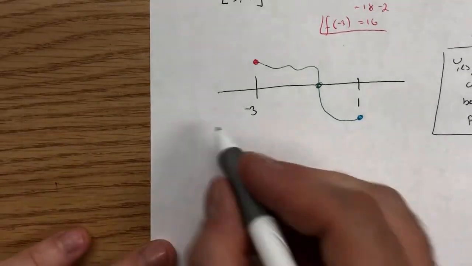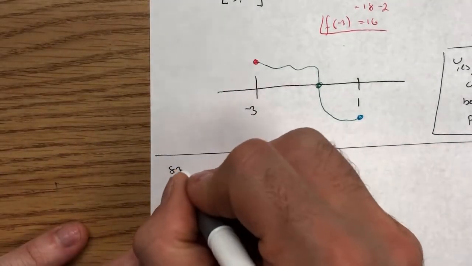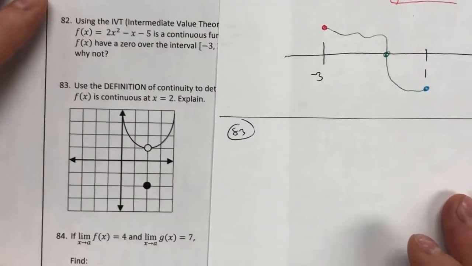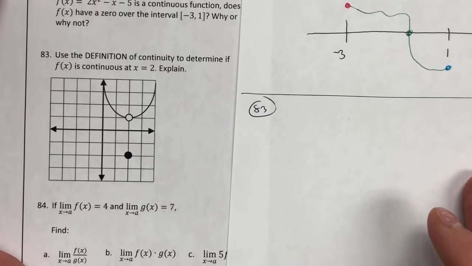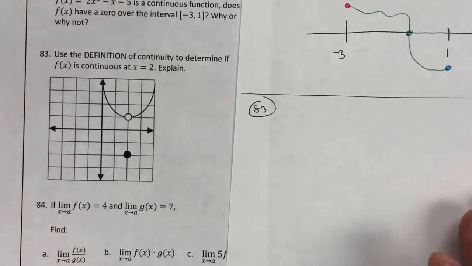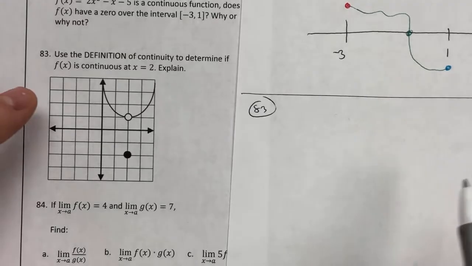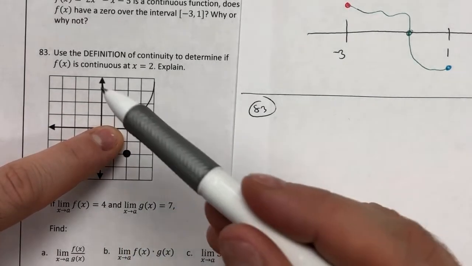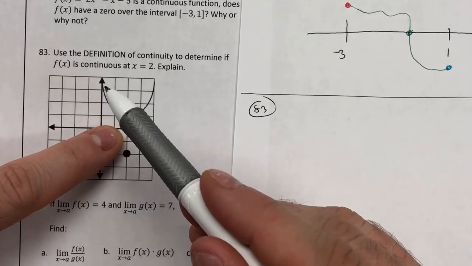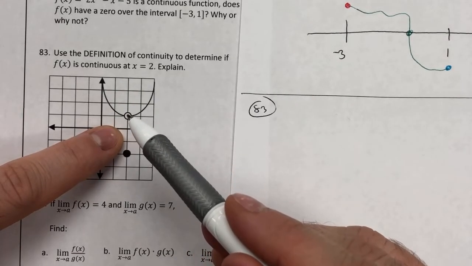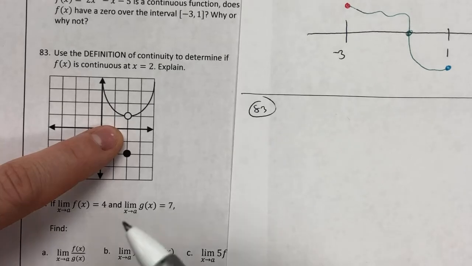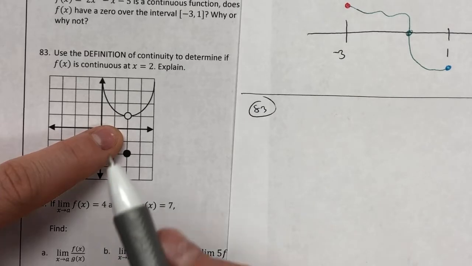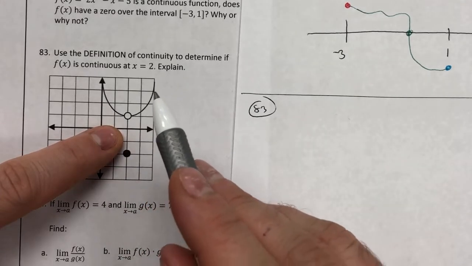Okay. So that's 82. Let's take a look at 83. We are going to use the definition of continuity to determine if f of x is continuous at x equals 2. Explain. So at x equals 2, it's right here. We can already tell visually that that is not continuous. If I were to trace this graph along here, I would have to pick up my pen, place it down for here for just a moment, pick it up again, place it right here, and then continue on.